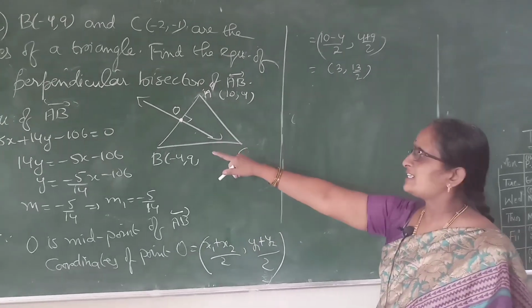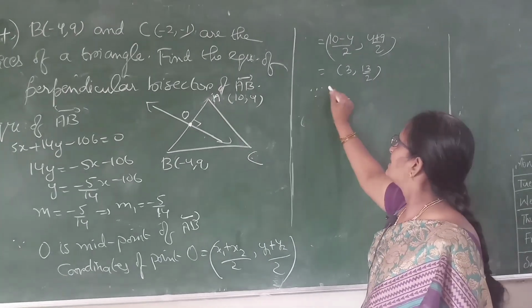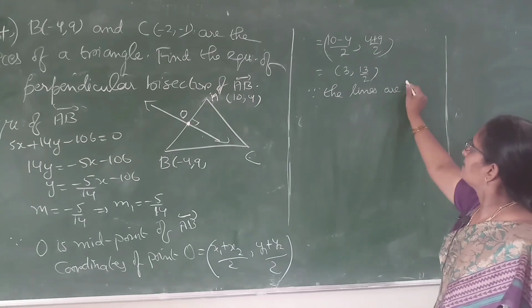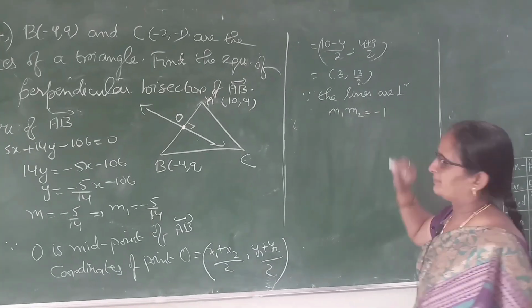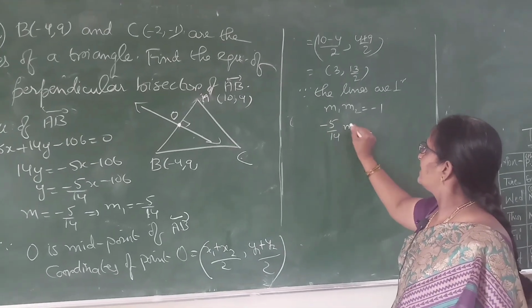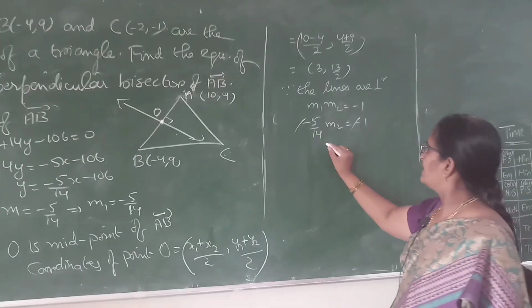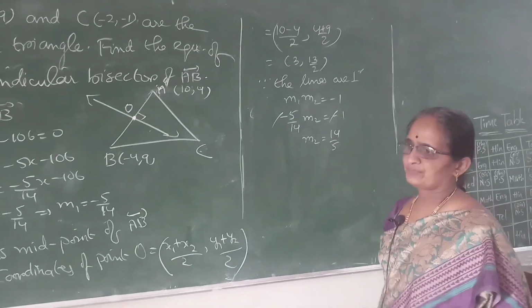Now, only I told you that it is perpendicular bisector means perpendicular. Therefore, since the lines are perpendicular, what we can say that m1 m2 is equal to minus 1. So, what is m1 there? Minus 5 by 14 into m2 equal to minus 1. Minus minus gets cancelled. Therefore, m2 is equal to 14 by 5.